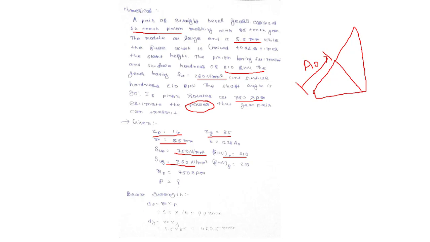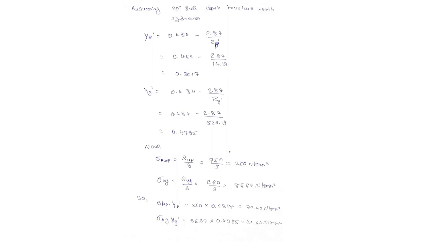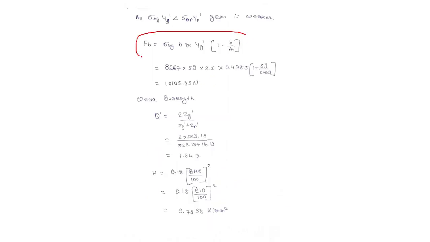Now the process is the same as we did in previous lectures. Start with the beam strength. For bevel gear, the beam strength equation is FB equals sigma B into M into Y G dash into B into 1 minus B upon A0.